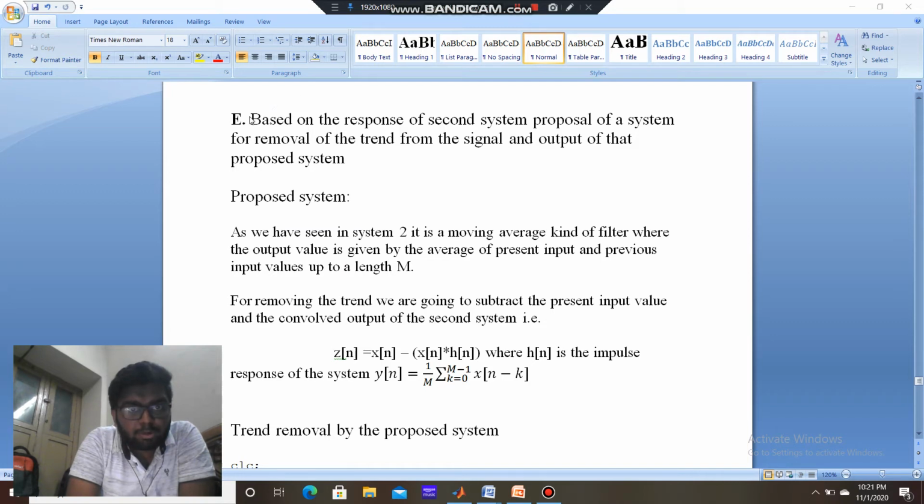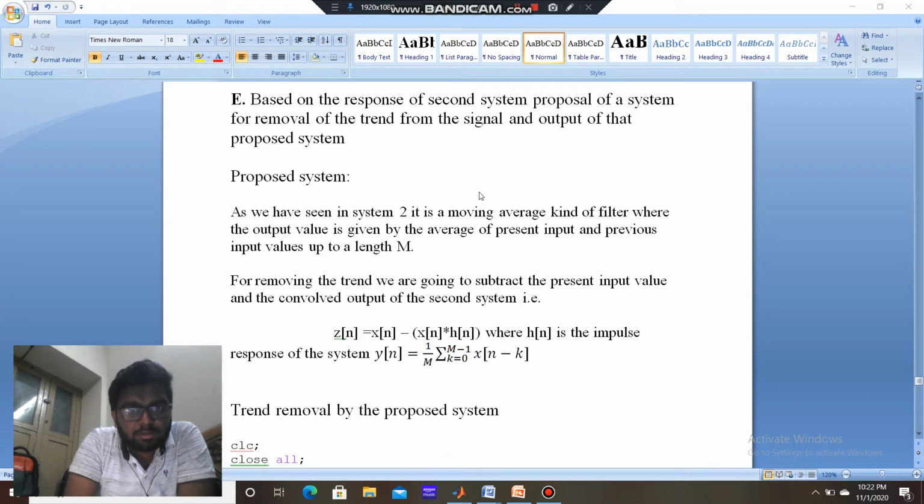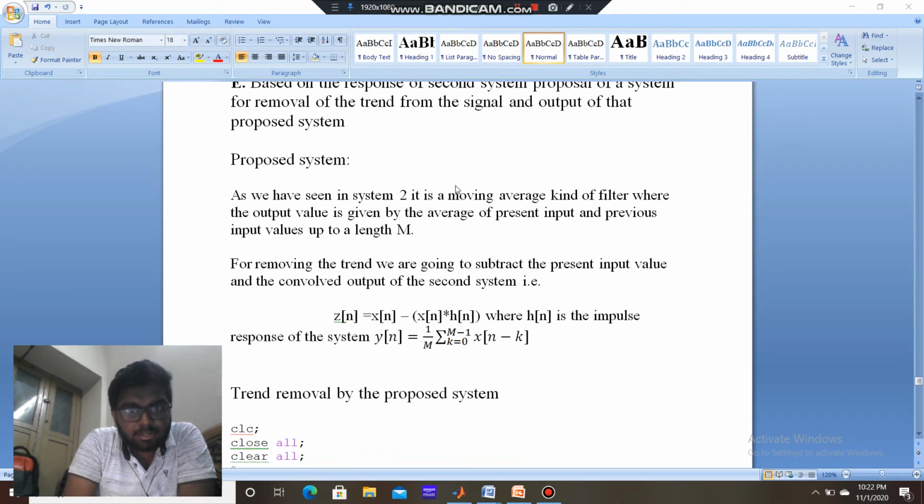Now in the problem statement of part E, we are asked, based on the response of the second system, to propose a system for removal of trend from the signal, and to show the output of the proposed system. Here, by the observations of the second system, we are going to propose a system which is used to remove a trend, like baseline removal.